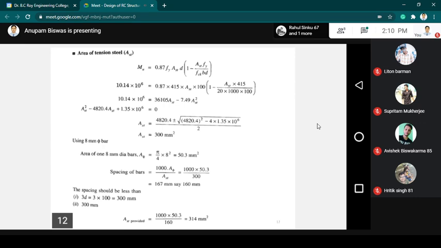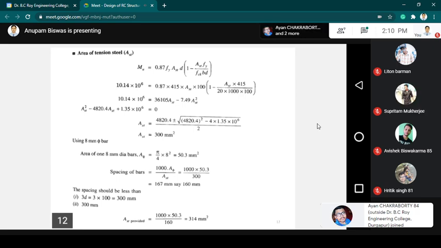So 3D is coming 300 mm, and the area provided. So in terms of spacing 160, if you consider, then the area AST we can back calculate. So 1000 into 50.3 by 160, so 314 mm square area is coming.